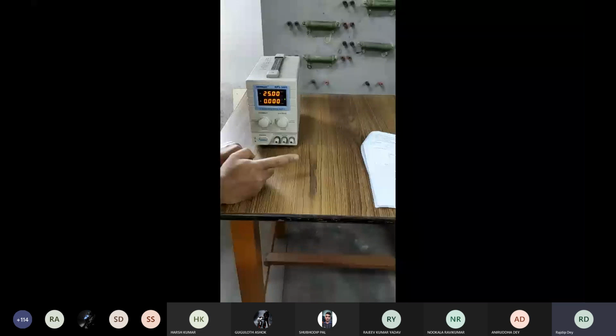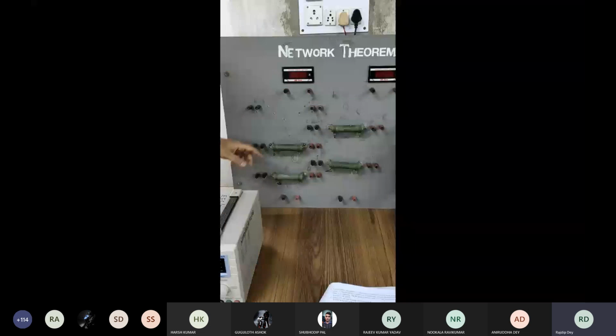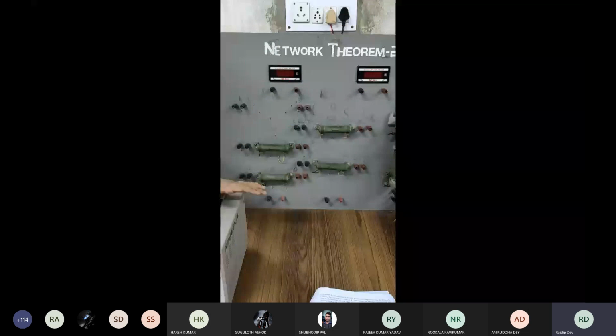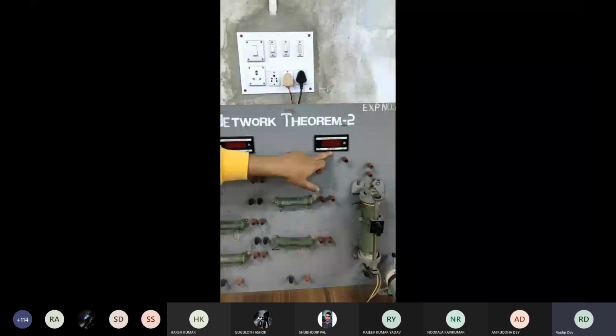Now here we can see there are four resistances. Each resistance has a 20 ohm value. We have to make the Wheatstone bridge, the bridge circuit, with these four resistances. And we need one voltmeter and one ammeter. This is the digital voltmeter and this is the digital ammeter. You can see V is written, that means voltmeter, and A is written, that means ammeter.